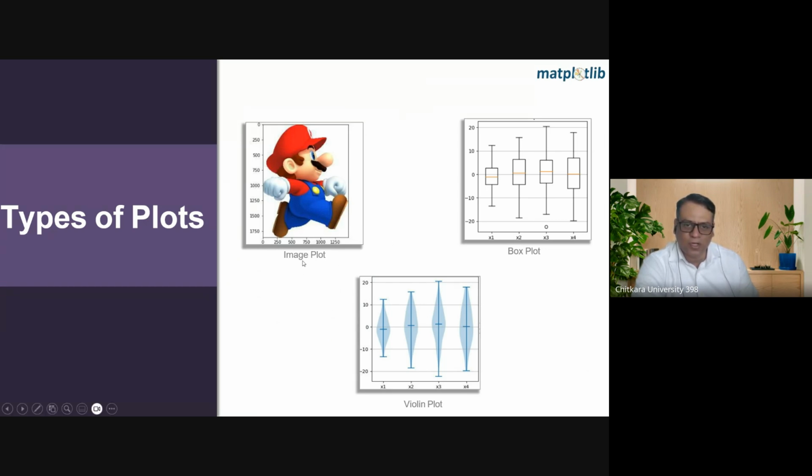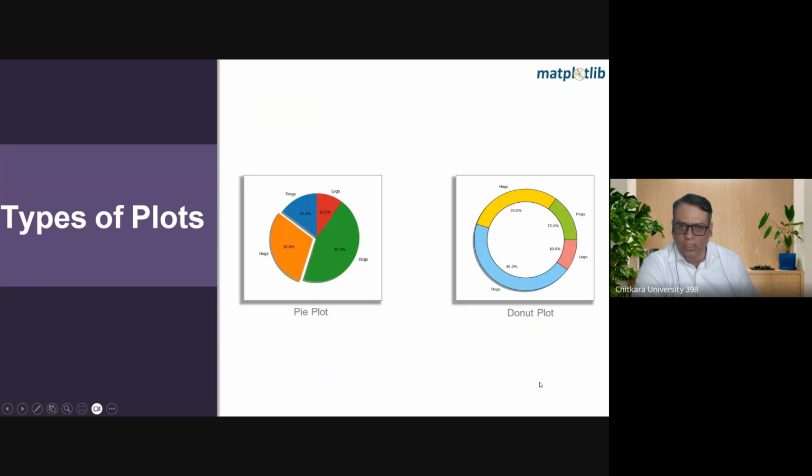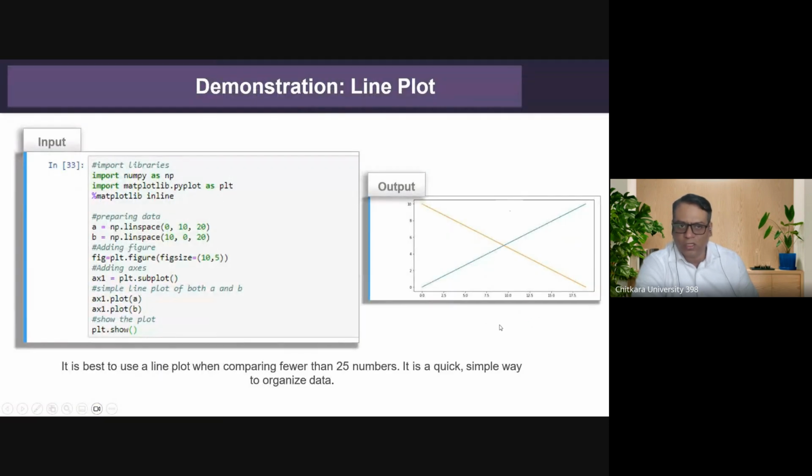This is another example to plot the image, box plot, then violin plot. So this is stream plot, then quiver plot, area plot, then pie plot, and donut plot. So these are some demonstrations of a line plot. We do not have that much time, but you will refer to this code. I have already given these slides to you. Directly go to Canvas, download these slides, and try to write these codes on your own on Google Colab or Jupyter Notebook. And you will be able to find these outputs right here.